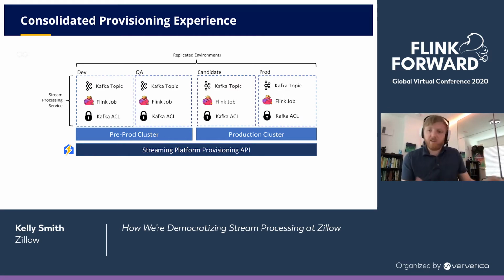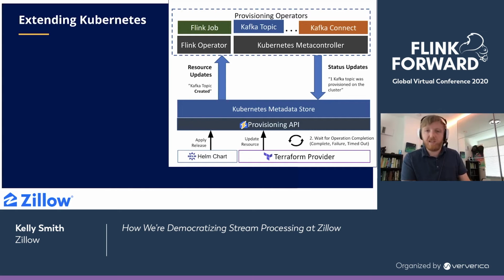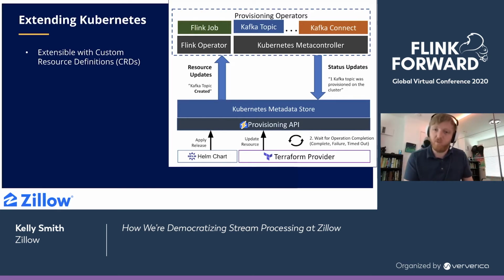So as we set out to build this experience, we realized that this is exactly what Kubernetes is today. It has a declarative API. It has the ability for you to extend its API with custom resource definitions. So we can represent Flink jobs and Kafka topics in the same way that you can with more traditional Kubernetes resources like deployments and pods, if you're familiar with Kubernetes.